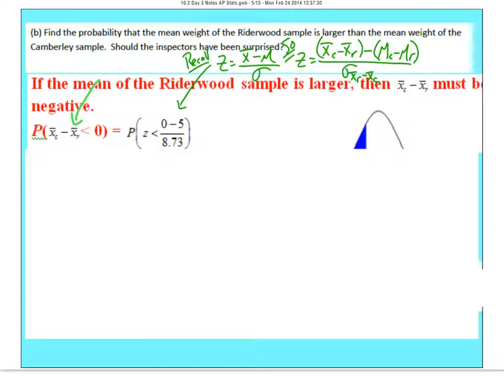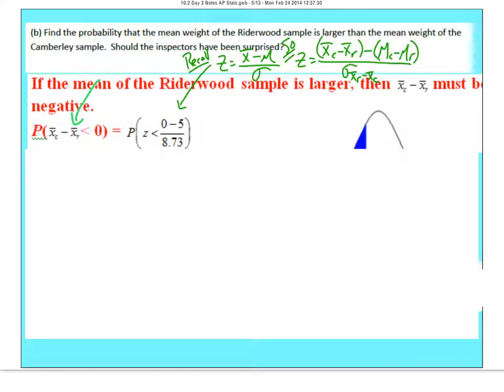So we can compute the z-score. Remember, back when we did z-scores, it was our piece of data, or the mean, minus the mu over sigma. We're going to do the same thing for our z-score, but it's a combined variable. So down here, for x bar c minus x bar r, remember we want to find when it's less than 0. As it stands, this is at 0. So that's why I have 0 minus the mean difference of the two, which we found earlier was 5, over the standard deviation.